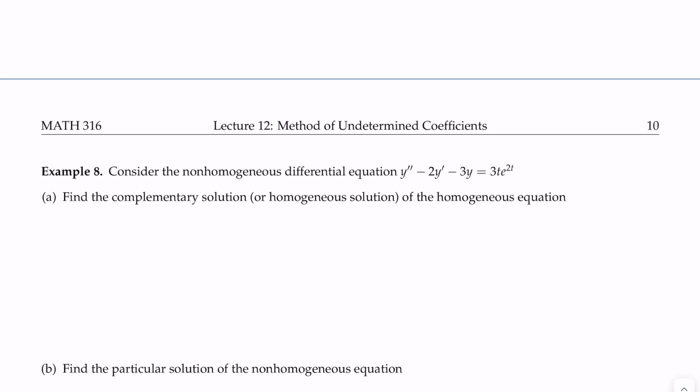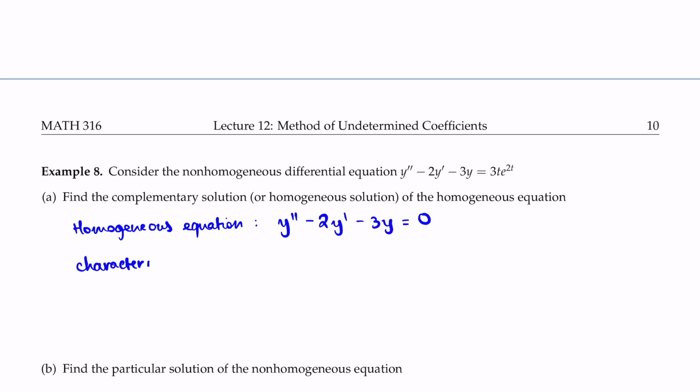Let's consider the homogeneous equation of this differential equation. The differential equation is y double prime minus 2y prime minus 3y equal to 3t times e to the 2t. So the homogeneous equation is y double prime minus 2y prime minus 3y equal to 0. Then the characteristic equation is going to be r squared minus 2r minus 3 equal to 0. You can factor this quadratic equation to get r minus 3 times r plus 1 equal to 0.